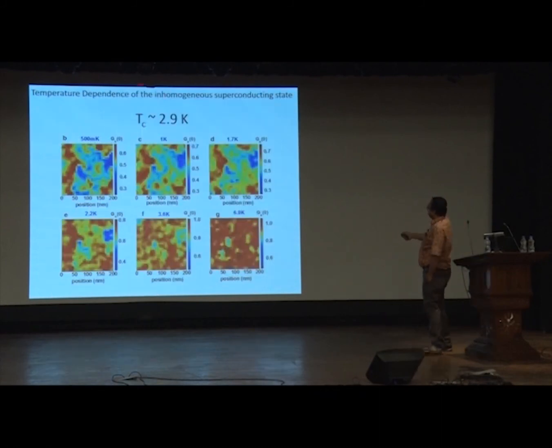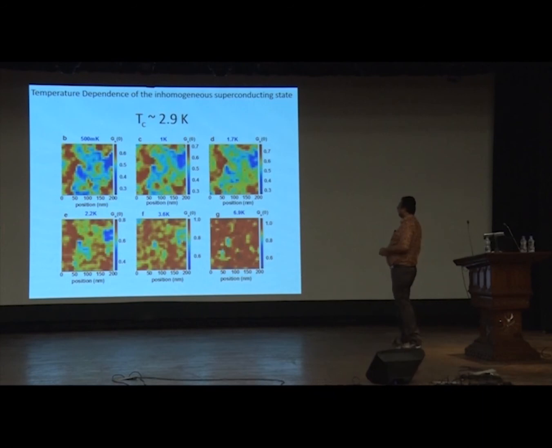Now let me take the same strongly disordered sample, and track these domains, or puddles or whatever you want to call them, as a function of temperature. So at 500 millikelvin, this is how it is; at 1 Kelvin, nothing much changes; at 1.7 Kelvin, still it's similar; at 2.2 Kelvin, the regions which are blue, these are the superconducting regions, keep on shrinking and the non-superconducting region expands. But now I go to 3.6.